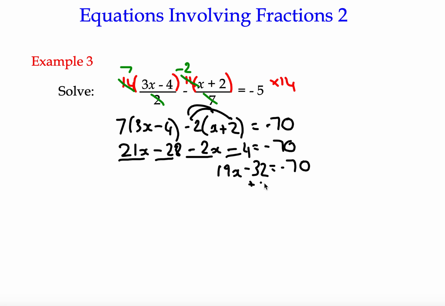I want to add 32 on to both of these, which gives me 19x is equal to, well, negative 70 add 30 would be negative 40. And if I add 2 onto that, it gives me negative 38. And if I divide both sides by 19, 38 divided by 19 is 2. Negative divided by a positive is negative. And so my answer is negative 2.